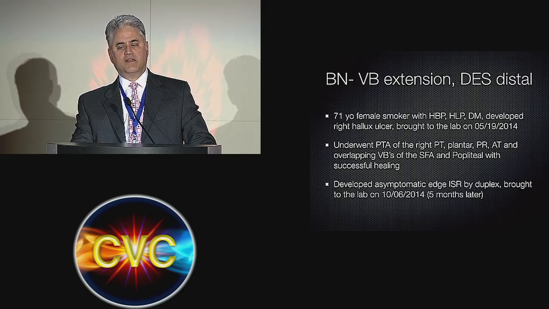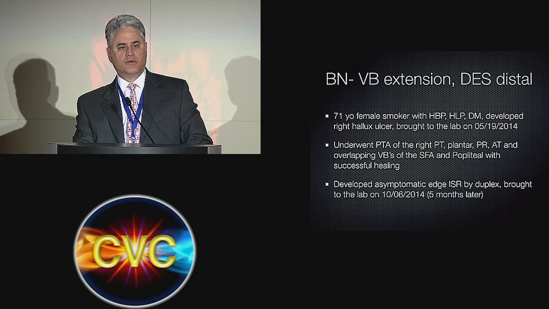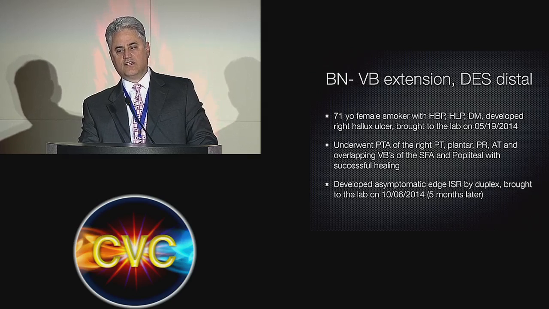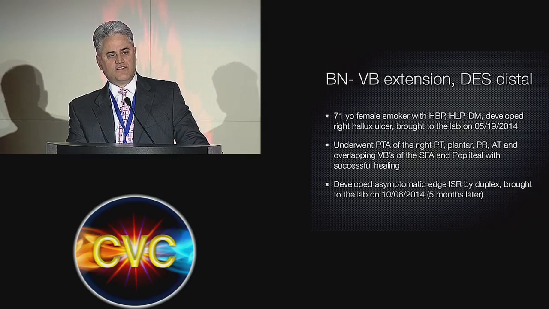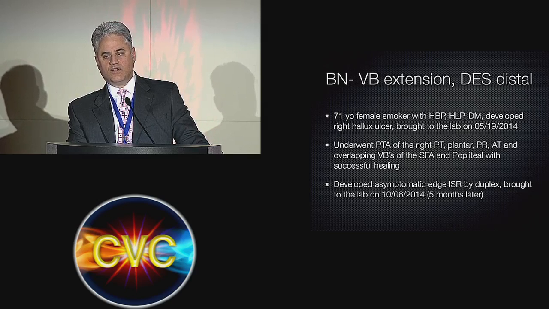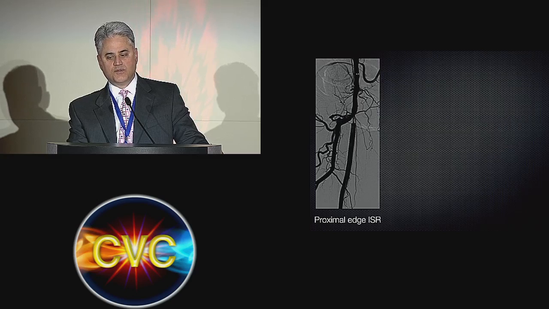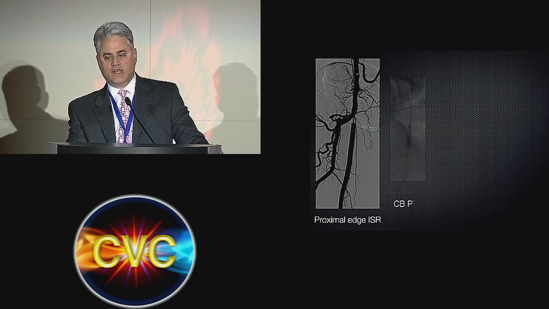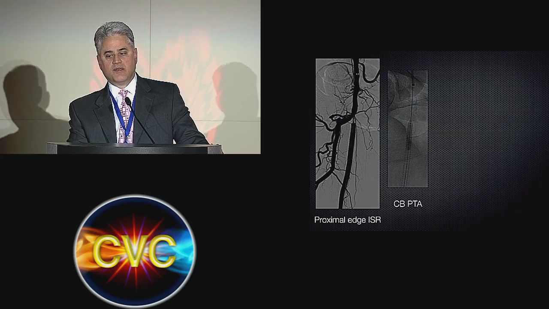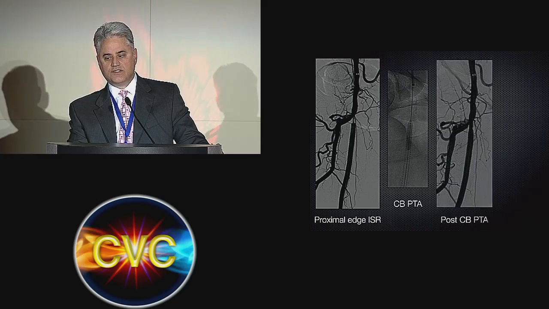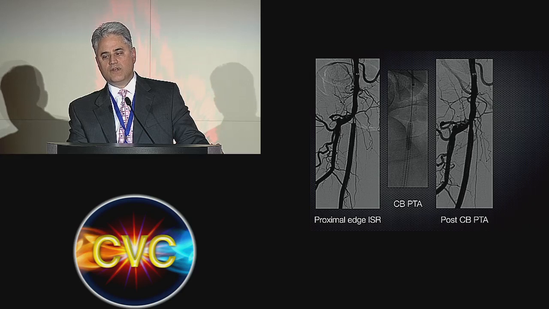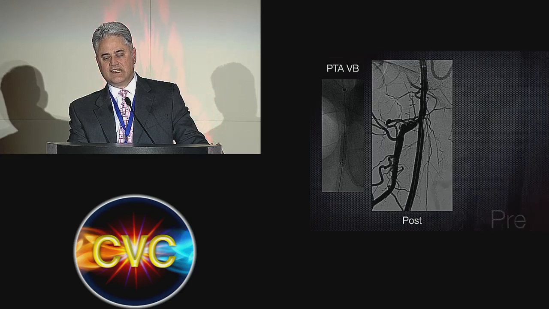This was a more complicated patient, a lady who had come in with critical limb ischemia with a non-healing hallux ulcer. We traversed an SFA and popliteal occlusion, stented those, but then also treated all of her infrapopliteal disease. She had successful treatment in healing of her ulcer, but came back several months later with an asymptomatic proximal edge restenosis, which we treated with cutting balloon. Weren't terribly happy with that result, so we extended it with a short Viabahn with a very nice balloon.